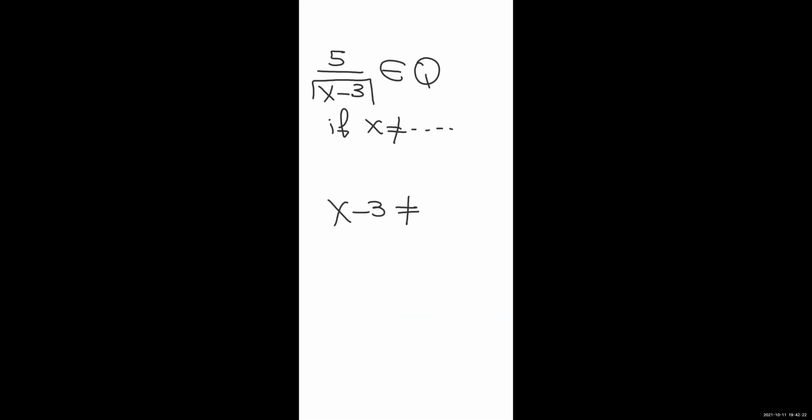One more question. 5 over x minus 3, and this one belongs to rational numbers, then x not equal. It's 3. x not equal to 3. Okay, very good. So x minus 3, the denominator, is not equal to 0.